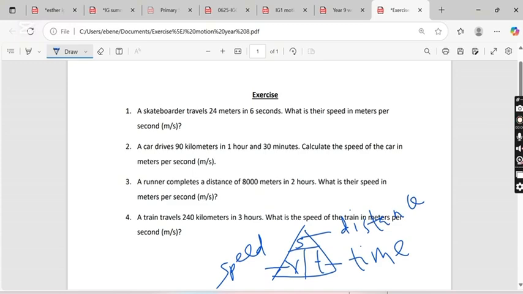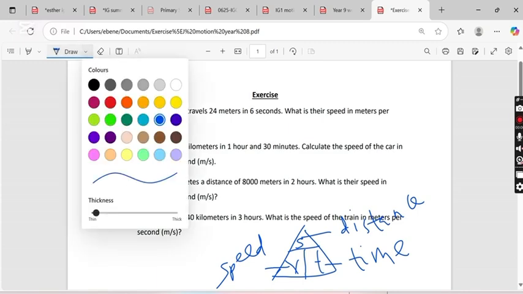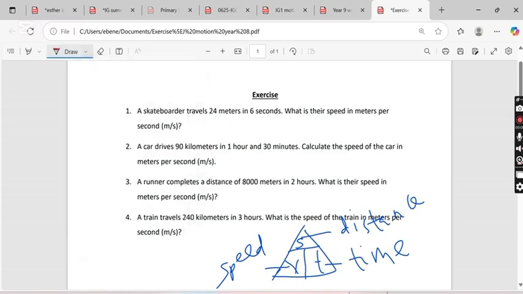If I want to calculate for distance, I will cover the s. The s here, which is the distance, if I cover it, it will be left with speed and time. And since none of them is on top of the other, I'll multiply the two. So distance is equal to speed times time. So here is multiplication, here is division, here is division.